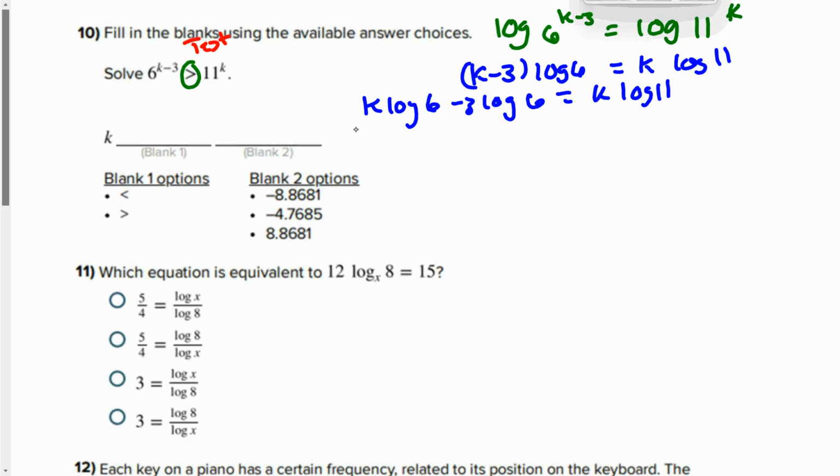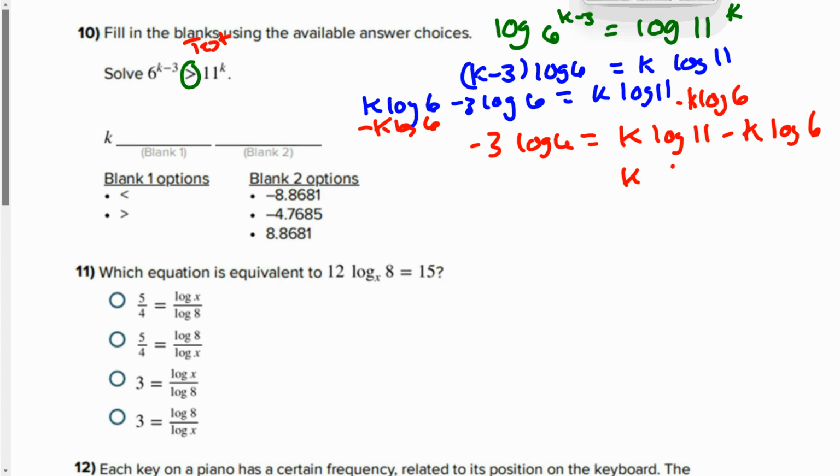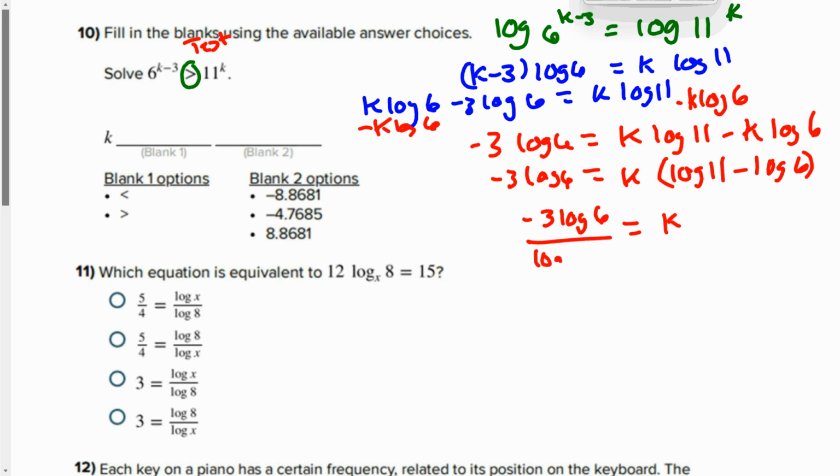So if we move this k over, k log 6 minus k log 6, we get negative 3 log 6 equals k log 11 minus k log 6, so we can factor out a k. 11 minus log of 6. And then we can just divide both sides by log 11 minus log 6. Then make sure we put these in parentheses when we calculate our number here.